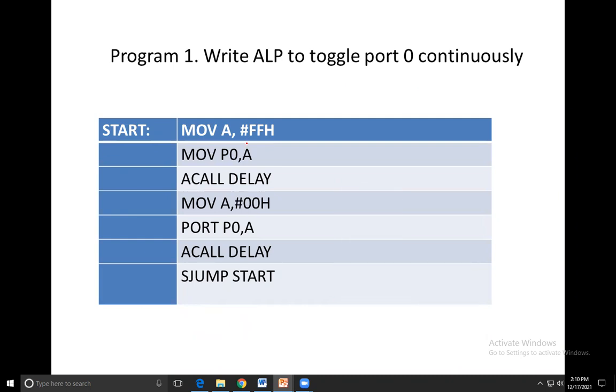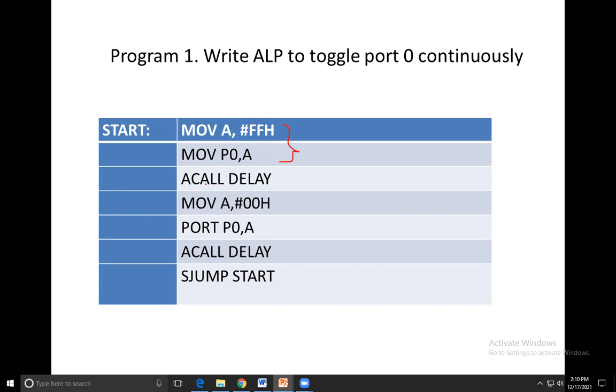First you have to transfer FFH to the accumulator, then the accumulator to port 0. We do not transfer FFH directly to port 0; we transfer it to the accumulator and then to port 0. That's why these two instructions are important. So FFH is transferred to the accumulator, then the accumulator to port 0, so port 0 becomes all 1s.